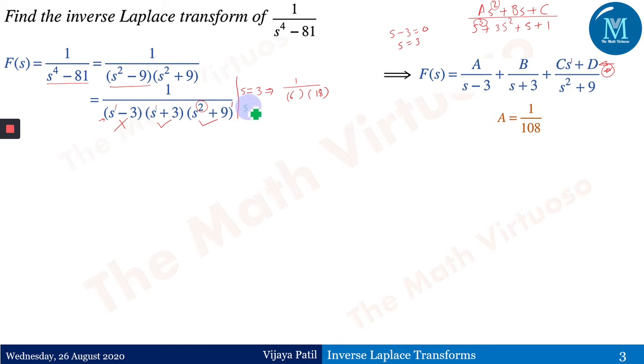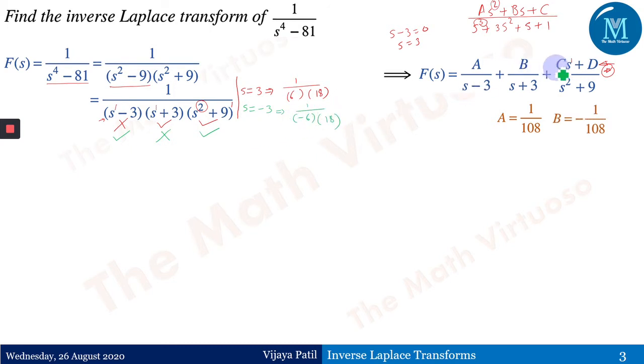Then I will put s equals minus 3 for this. Because it's s plus 3, s plus 3 equals 0, so s equals minus 3. So I'm putting s equals minus 3 everywhere in this expression, except I'll put s equals minus 3 in the first, I will not put it in the second, and I will put it in the third as well. And therefore what will happen here? It is 1 upon, this will give me minus 3, minus 3 will give me minus 6, into again minus 3 squared, 9, 9 plus 9 will give me 18, and therefore B equals minus 1 upon 108, right?